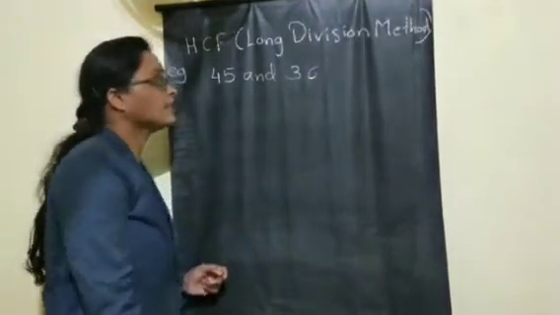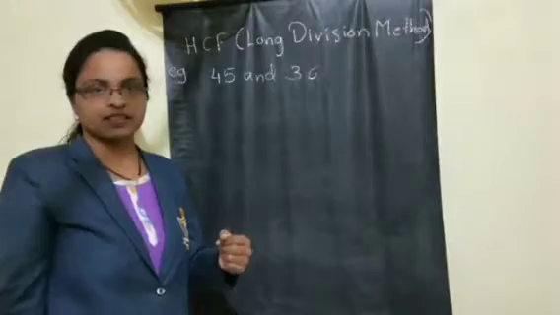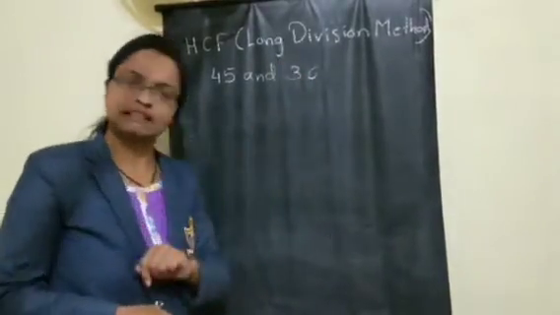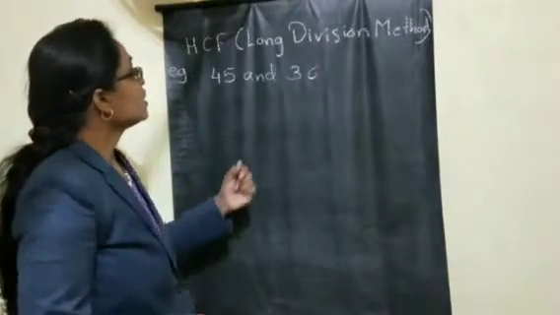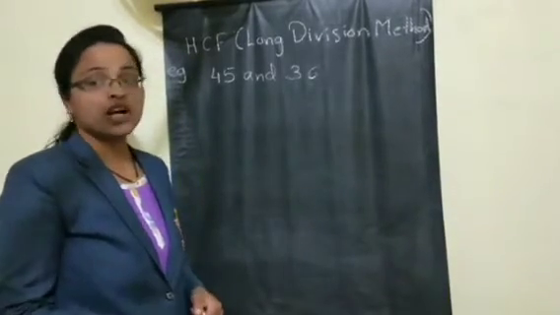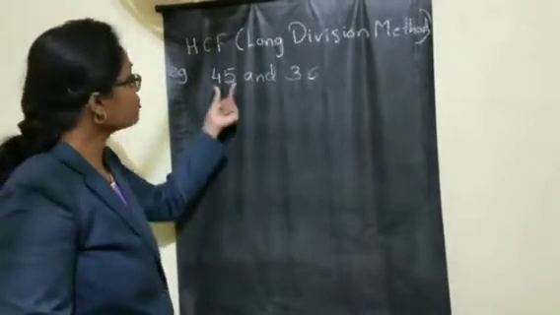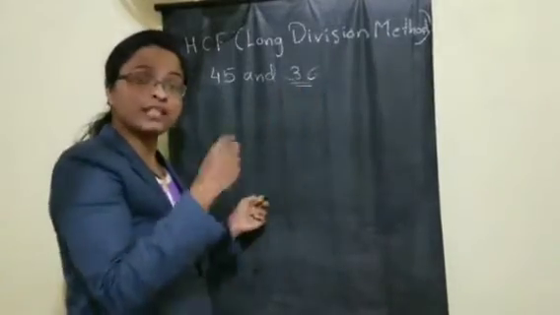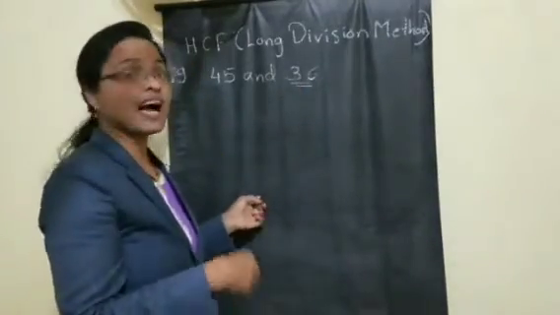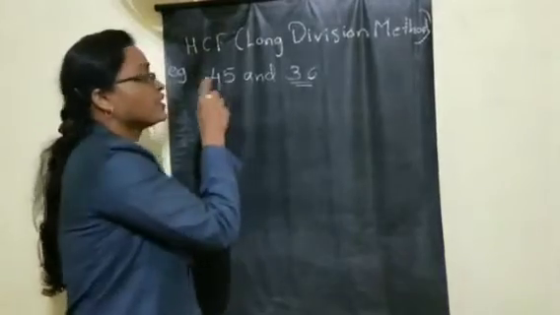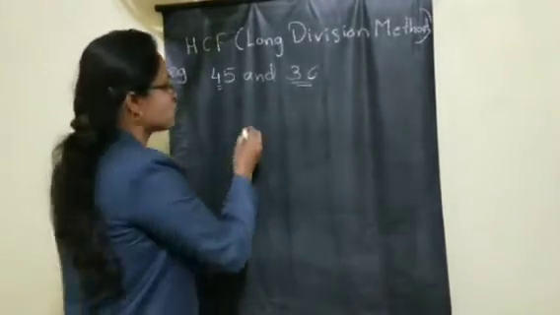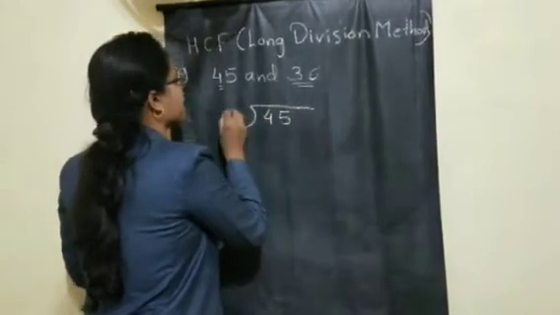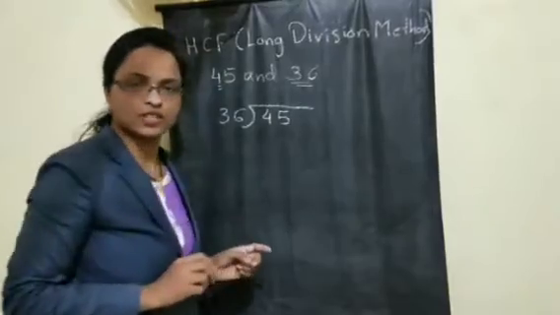Now children, in the long division method, division means we have to divide. We understand that automatically from the name itself. So for division, we always have to divide by the smaller number. Which is the smaller number? 36. So that we have to consider as the divisor. And which is the bigger number? 45. So that will be the dividend. So how to divide? 45 divided by 36. Okay children.